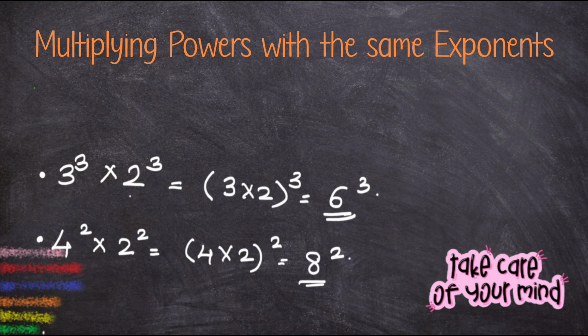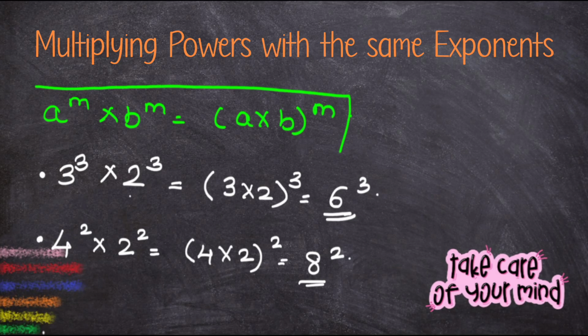So what does this rule say? That when you are multiplying powers with the same exponent, so a raised to m into b raised to m, then you will do a into b whole raised to m. Okay.